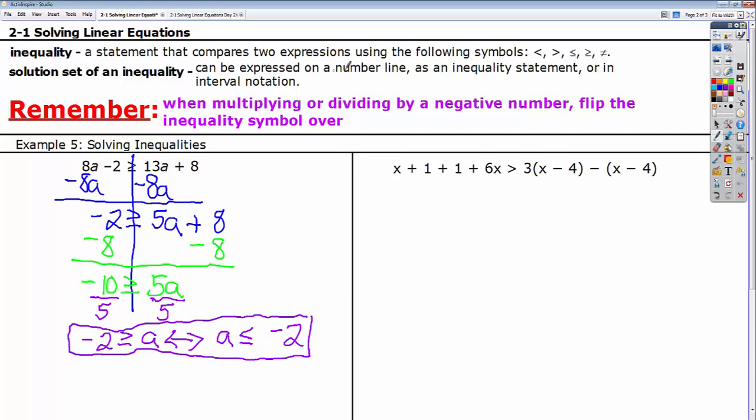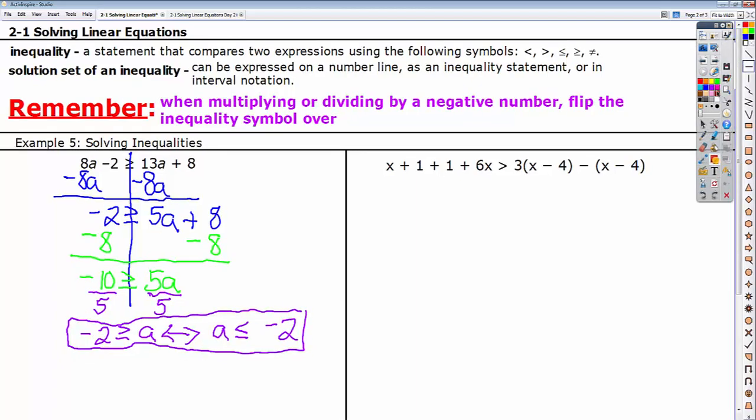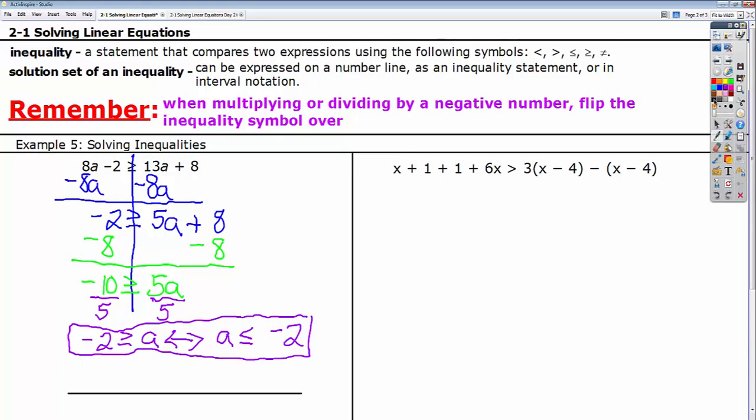Okay, if you go up here, it can be expressed on a number line as an inequality statement. There we go. Okay, next, in fact, we are going to express it on a number line. So on my number lines, I'd like you to put 0 on there, and then put the point that we are looking at. So in this case, negative 2. Make sure it's on the correct side of 0 and appropriate spacing, things like that.